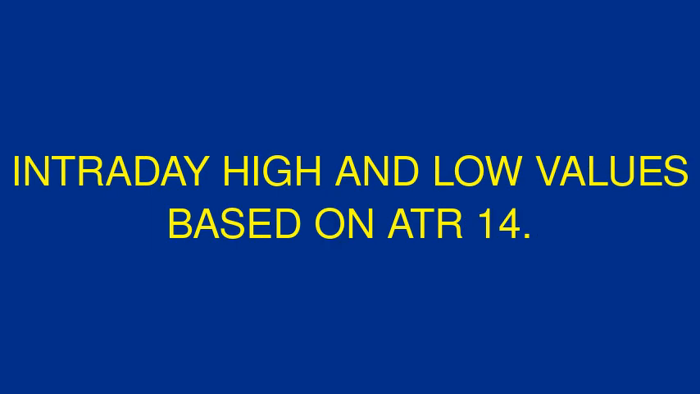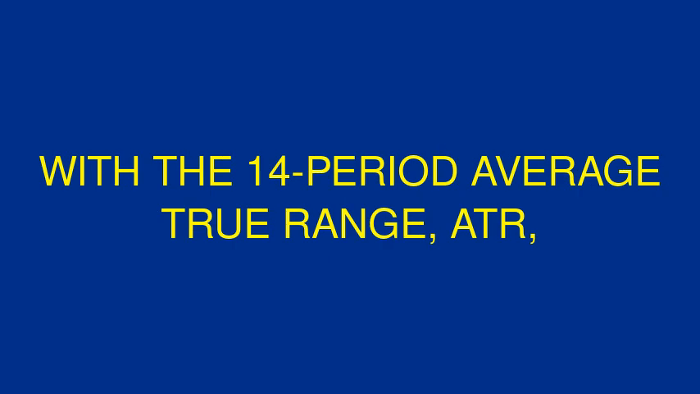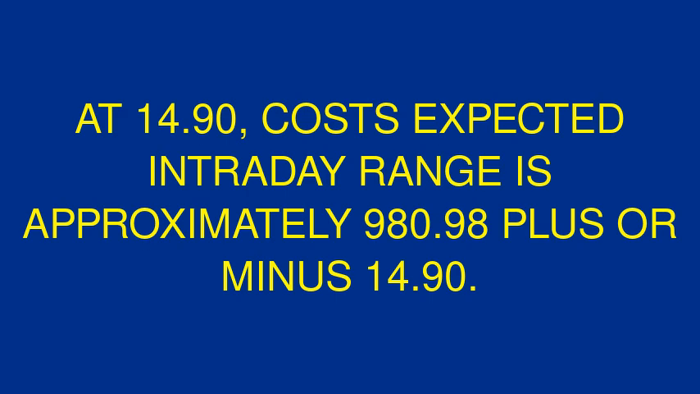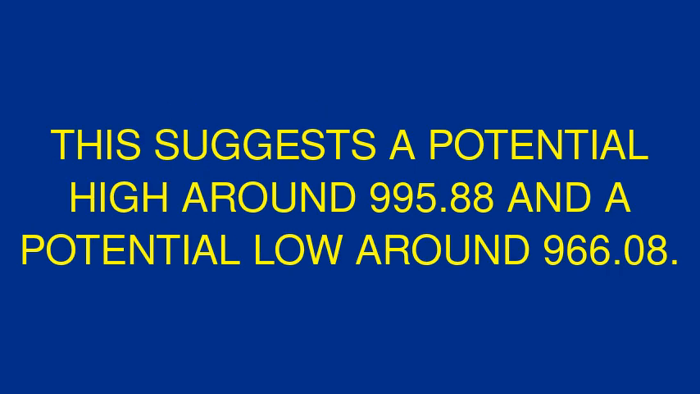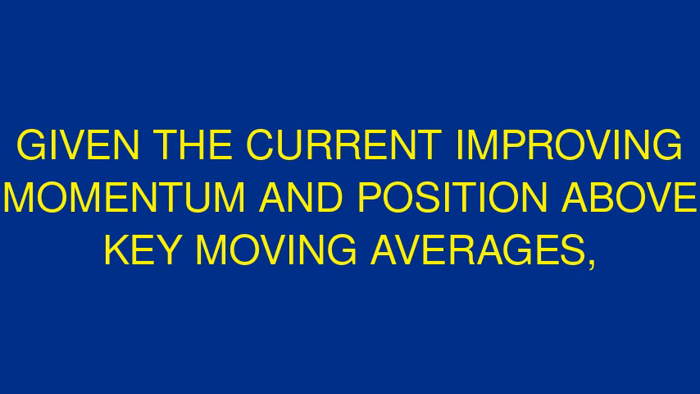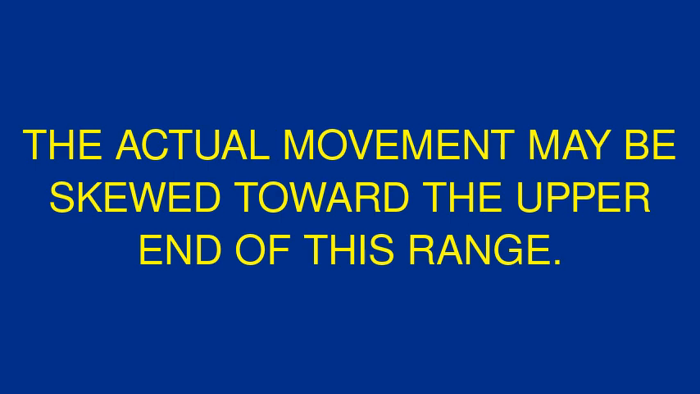Intraday high and low values based on ATR 14. With the 14-period average true range, ATR, at 14.90, cost's expected intraday range is approximately 980.98 plus or minus 14.90. This suggests a potential high around 995.88 and a potential low around 966.08. Given the current improving momentum and position above key moving averages, the actual movement may be skewed toward the upper end of this range.